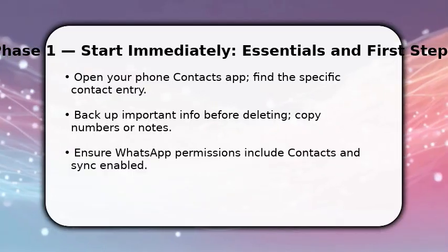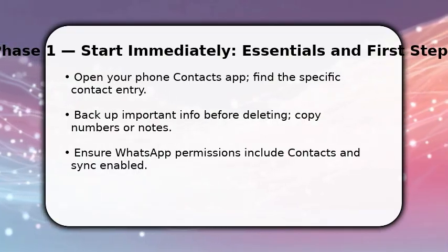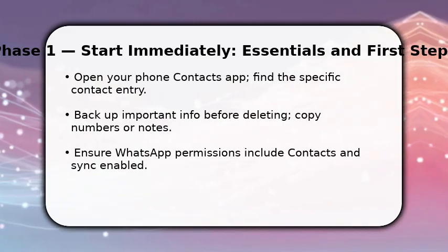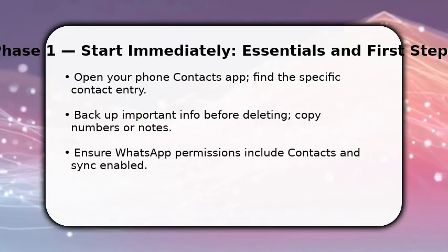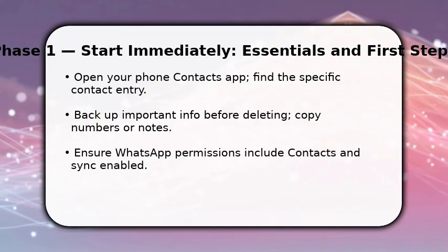You start by removing the contact at the source, your phone book. Open Contacts, locate the entry, and confirm you have any data you need backed up. Once deleted from Contacts, WhatsApp will no longer reference it. Make sure WhatsApp has Contacts permission and syncing turned on in settings so changes propagate.